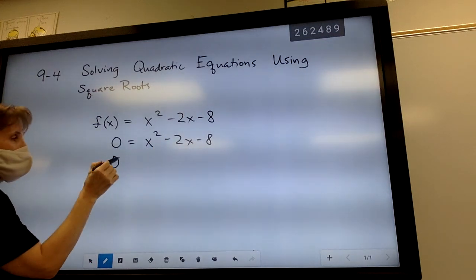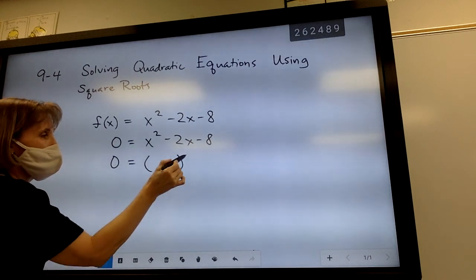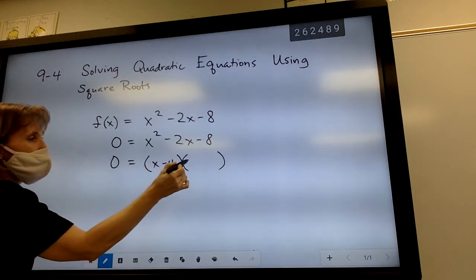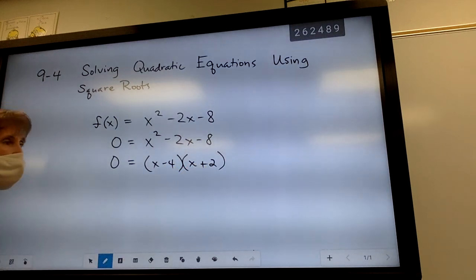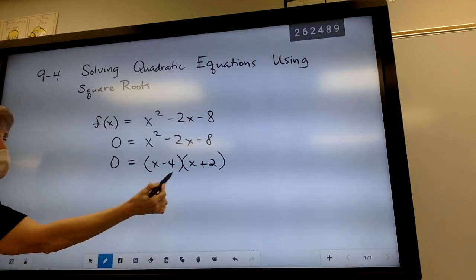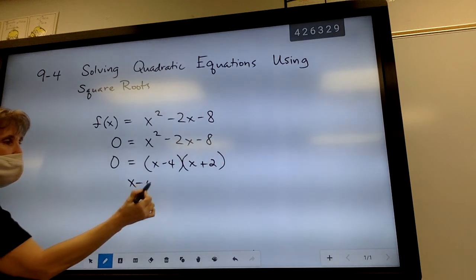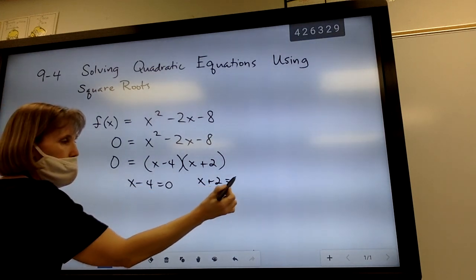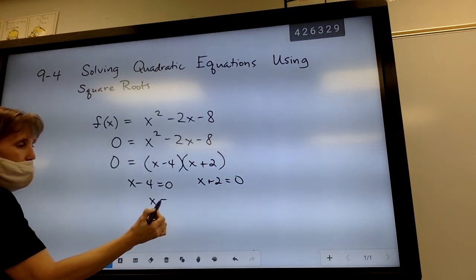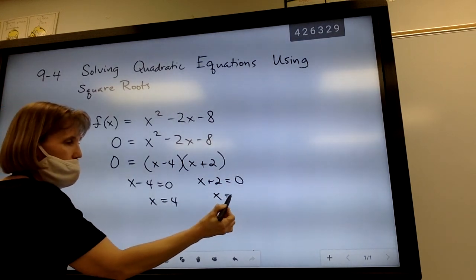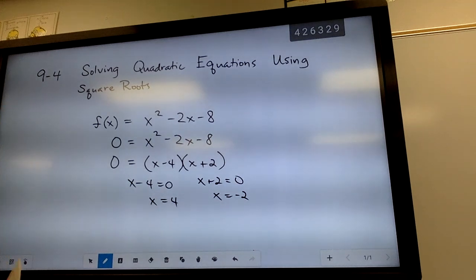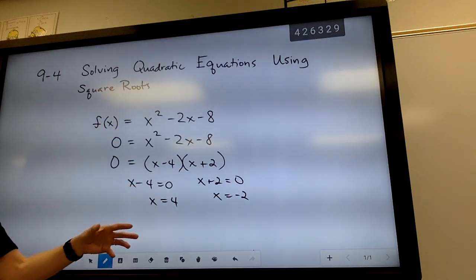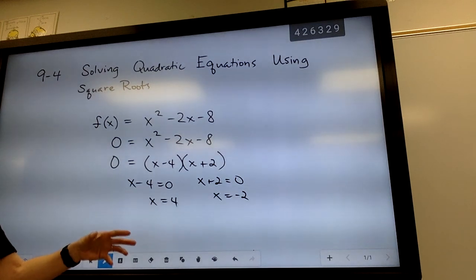It sure does. That's going to factor into x minus 4 and x plus 2. And then I take my factors and I set them equal to 0. And I would say x equals 4 or x equals negative 2. So we were able to solve a quadratic by factoring it, right? That's where we're at so far.